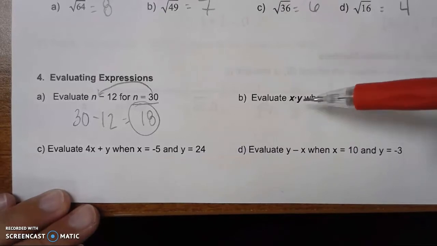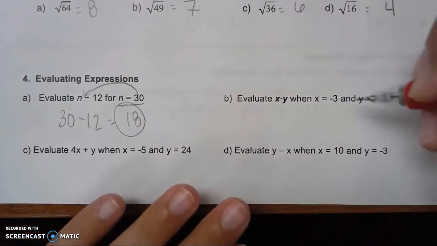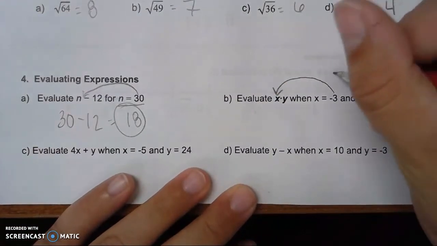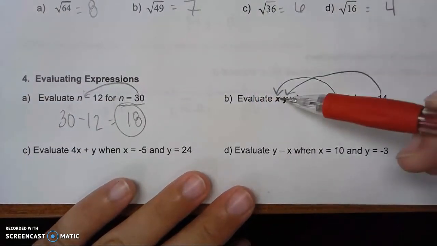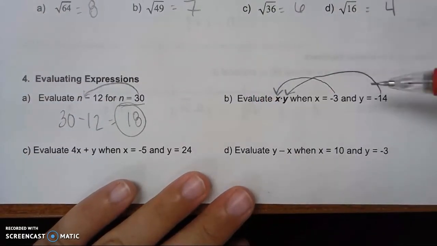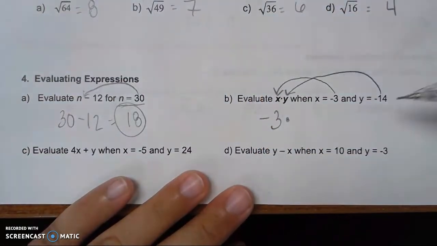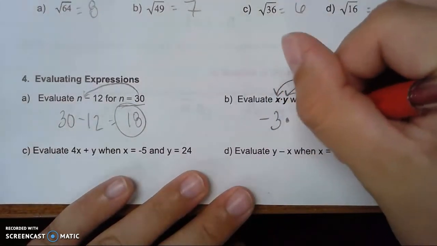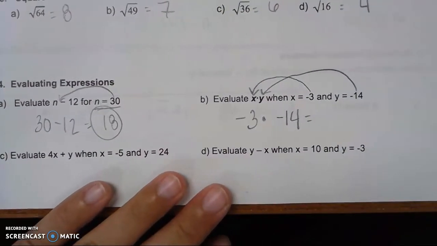Alright, evaluate x times y when x is negative 3 and y is negative 14. So same thing, you're going to plug in negative 3 for x, you're going to plug in negative 14 for y, and then the operation, that dot, is telling me to multiply. So if I plug in negative 3 for x, I'll have negative 3 times, plug in negative 14 for y, and now I just have negative 3 times negative 14.